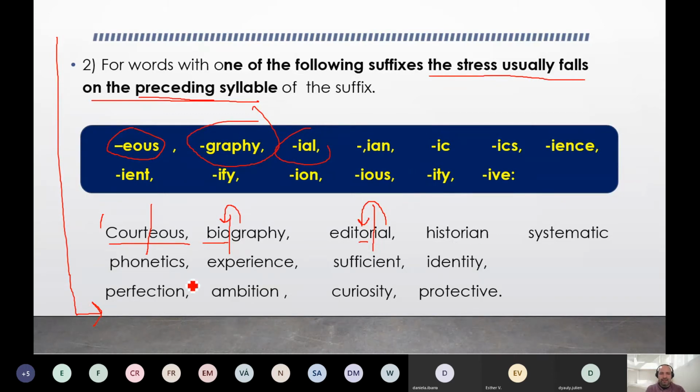Historian, systematic, phonetics, experience, sufficient, identity, perfection, ambition, curiosity, and protective. All of them, what do they have in common? The syllable preceding the suffix is the one that bears the primary stress. Okay? So this case is very important because it's going to be part of your task. And I'm going to write a big number here. I'll tell you why later.